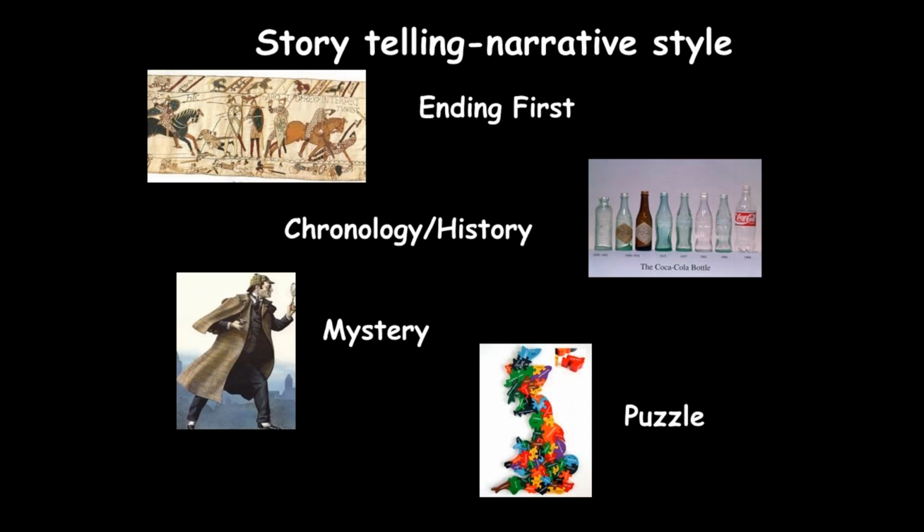Now, let's talk about stories and different kinds of stories. You all would recognize, if we talked about different narrative styles, that there are different ways of doing it. You can talk about the ending. You can talk about a chronology. This is the history of Coke bottles. I'm sure you would all rush to that talk.